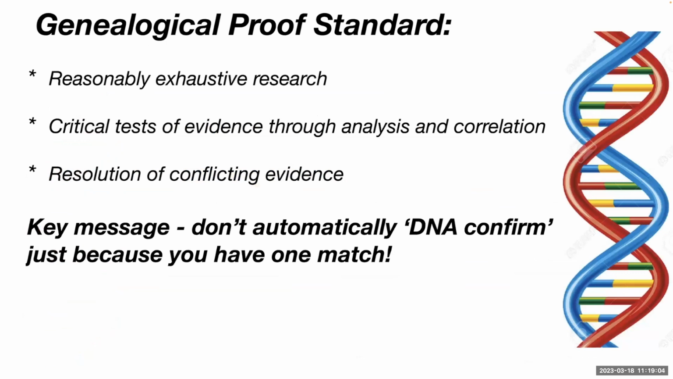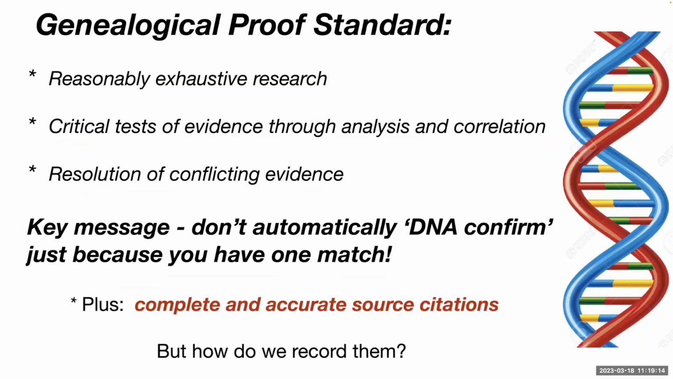So the genealogical proof standard applies to DNA analysis. Key message is don't DNA confirm because you've just got one match. But the genealogical proof standard also talks about complete and accurate source citations. So what are they and how do we record them?